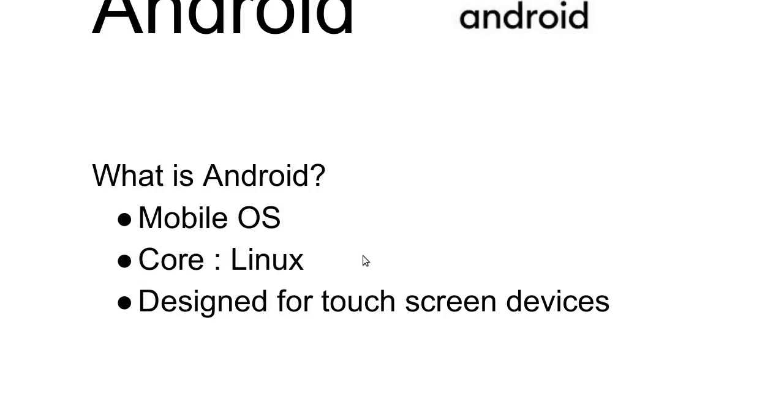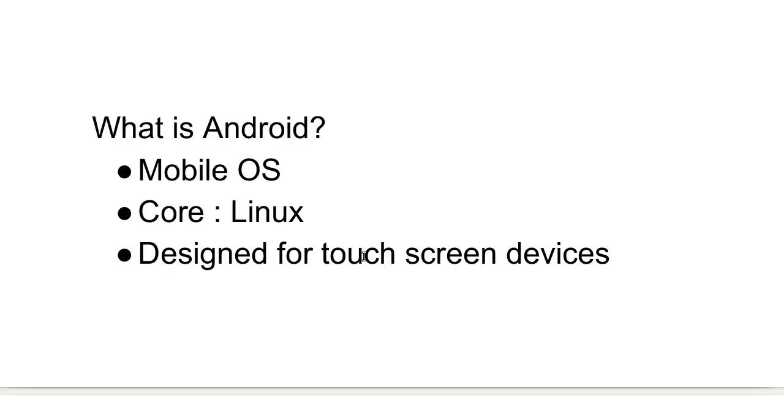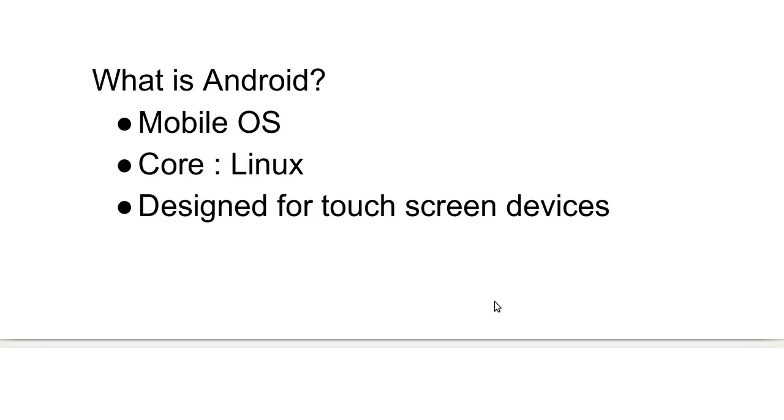So the first question that comes into the mind is, what is Android? The basic answer is, it is an operating system for mobile devices and the core part is Linux. It is designed basically for touch screen devices. So Linux is optimized for the mobile screen, and these mobiles are touch screen devices.